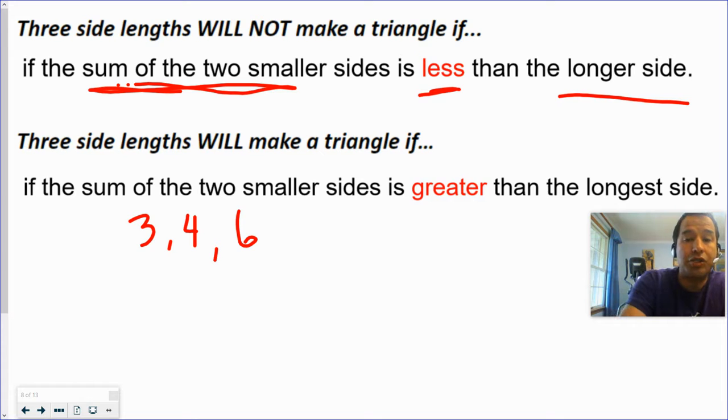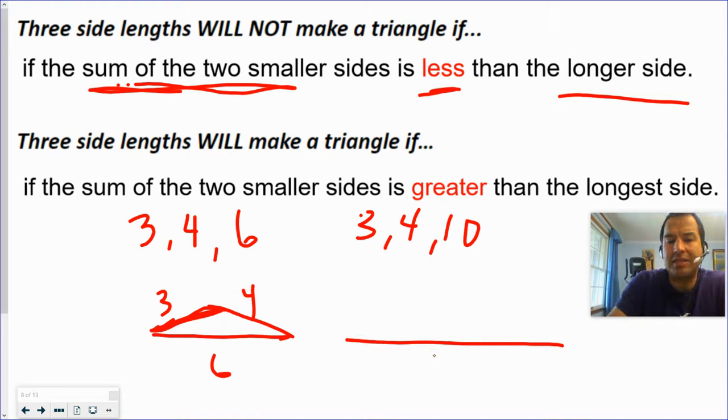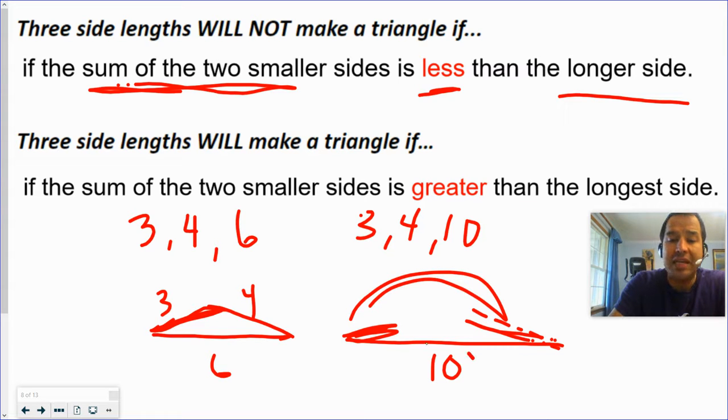Okay, so for example, 3, 4, 6. Well, one side would be 6, one side would be 3, the other side would be 4, maybe more like that. That would work. This side 3, this side 4, this side 6, and that would be an obtuse triangle. But if I had a 3, 4, 10, well, this is 10 down here. The 3 would only come right here. The 4 would come over here. It would never meet. So if the sum of these two smaller sides is not bigger than this number, then it's not going to work.